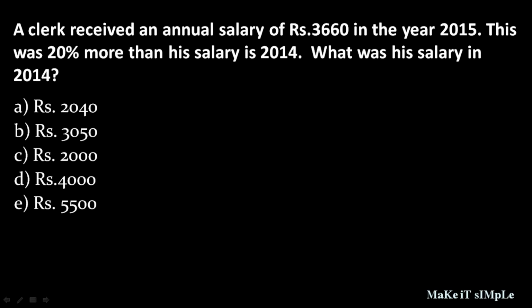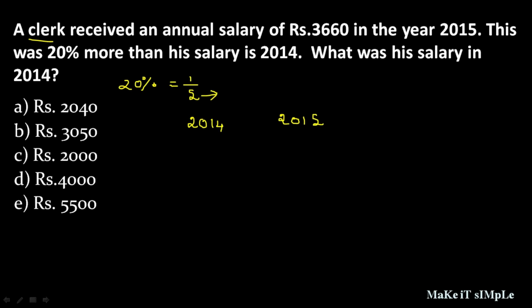A clerk received an annual salary of rupees 3660 in the year 2015. This was 20% more than his salary in 2014. What was his salary in 2014? Here first you have to convert this 20% into a fraction. 20% is 1 by 5. We have been given the comparison between the salary of 2014 and 2015. As you have seen, the denominator indicates the original value.